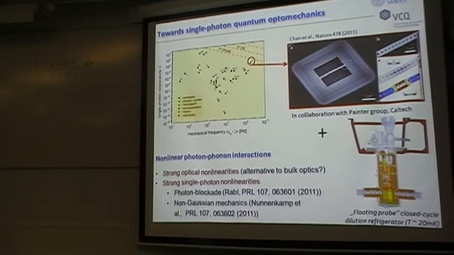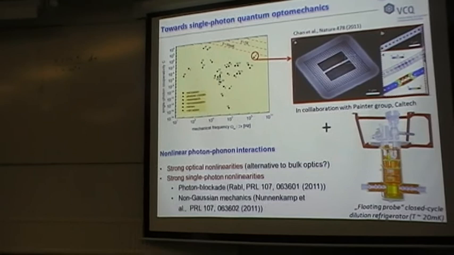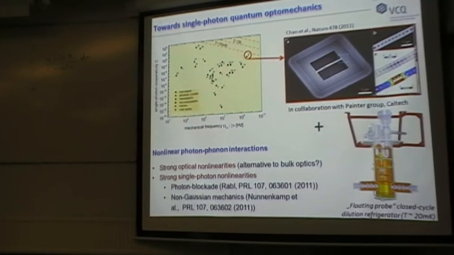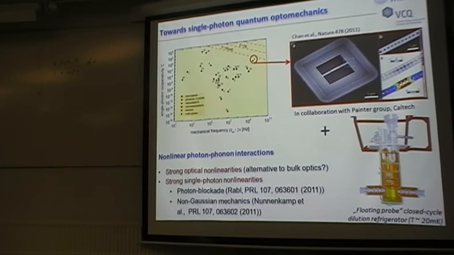So it should be possible to produce extremely strong optical squeezing just with very weak driving and using those structures, and also to go into the regime of strong single photon nonlinearity. So for example, where the presence of a single photon actually blocks a second photon from entering the cavity. This is one of the possible implementations that one can think of.